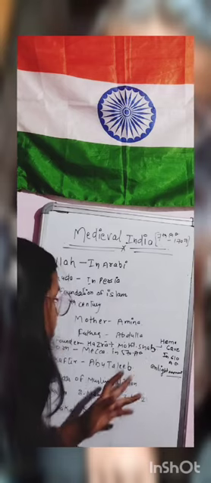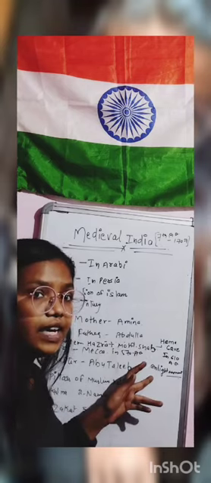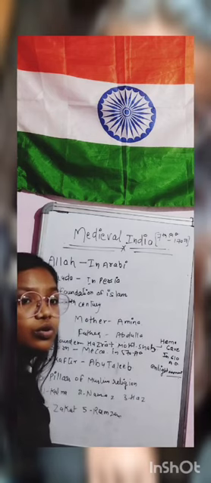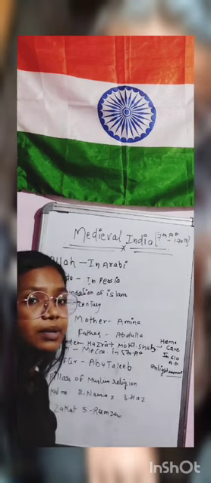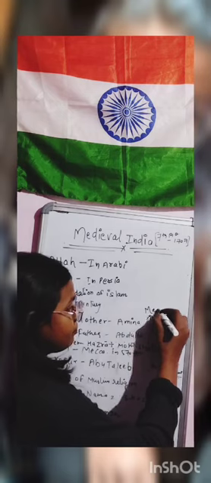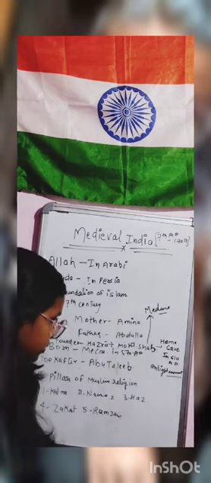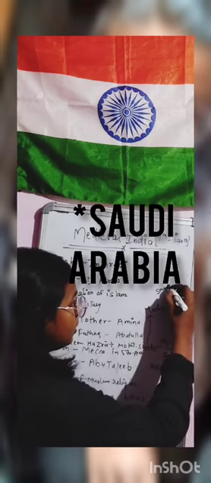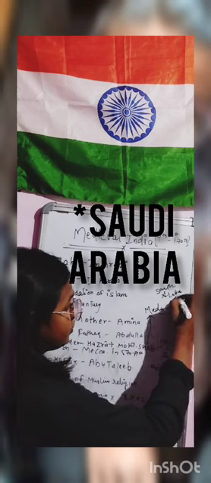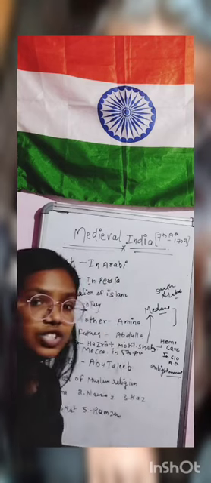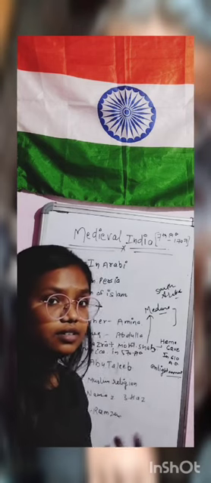And after that, what happens? Some of the people who were in Makkah did not like the religion of Muhammad Sahab. So they told Muhammad Sahab to go outside the country, because they did not like him. So Muhammad Sahab went to Medina. Both cities, Makkah and Medina, are in South Arabia.